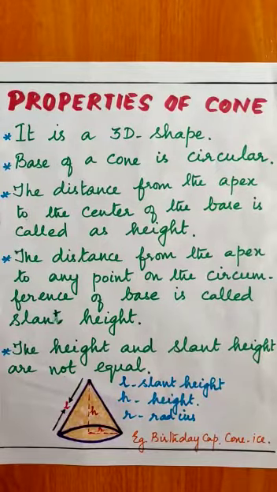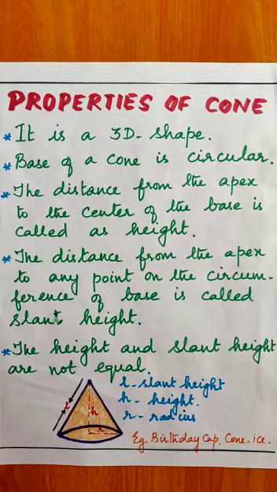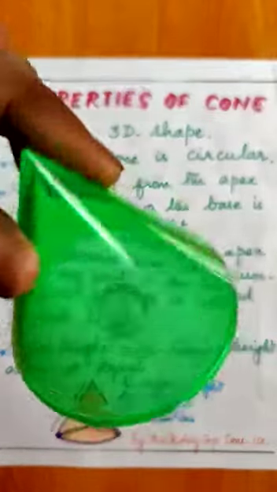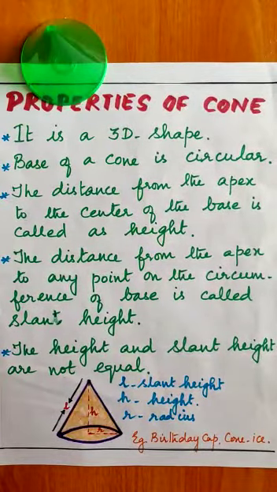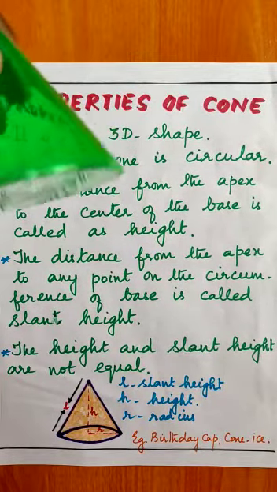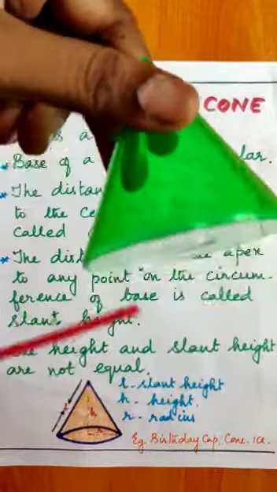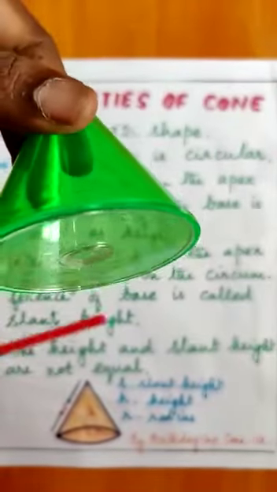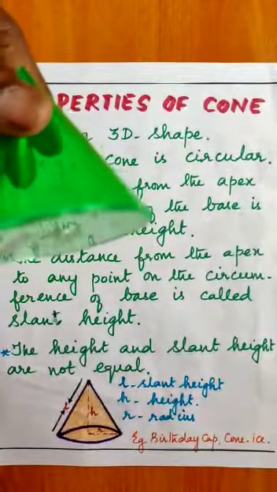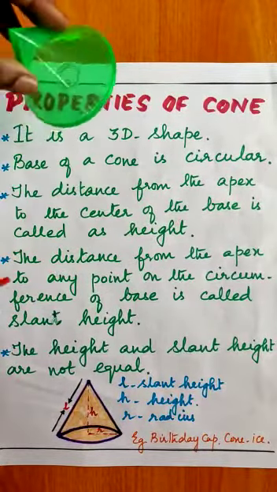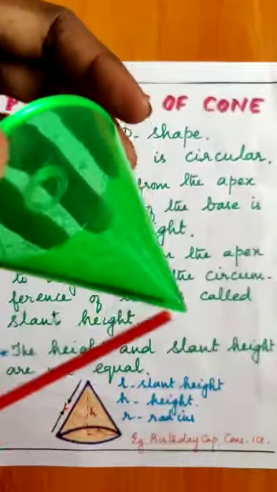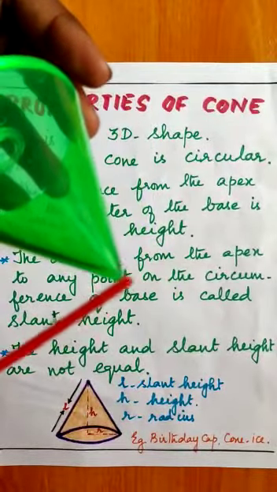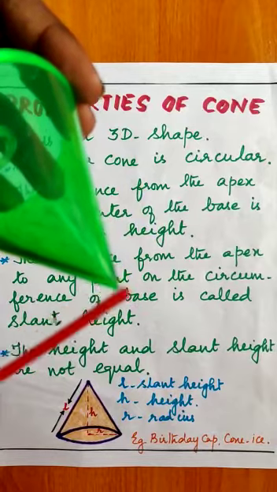Now moving on to the last 3D shape, the properties of cone. What is this? A cone, isn't it? So it is a 3D shape. The base of a cone is circular. Can you see the base? This is the base of the cone and it is circular in shape, isn't it? The distance from the apex. So the top point is called as apex. Can you see this point? So this is the apex of the cone.